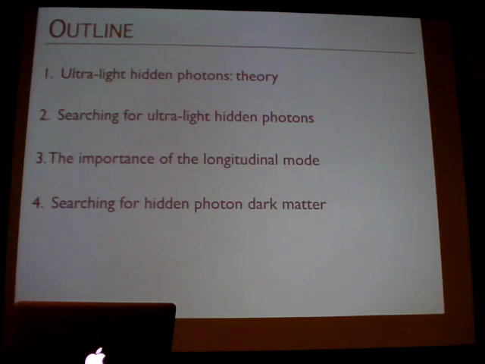But the key point of this talk is that when you have a massive photon, it's got three modes. It's got two transverse modes, which are the regular transverse modes of any vector boson that you know about, like the photon. But because this hidden photon has a mass, it's also got a longitudinal mode. The key point of this talk is that the existence of this longitudinal mode makes searching for this a lot easier than people had previously thought. That's basically the bottom line of the first part of the talk.